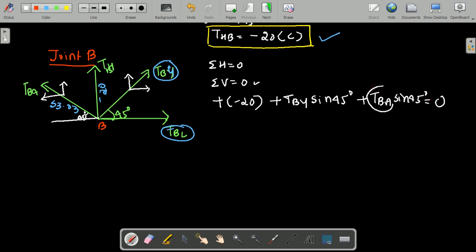TAB value is known here. TAB or BA is how much? It is 53.03. Substitute that value. If you substitute the TAB value, only the unknown is TBG. So we can easily obtain the value of TBG by simplifying this. I am getting the value of minus 25 kilonewton. Since it is negative, therefore it is in the compression.